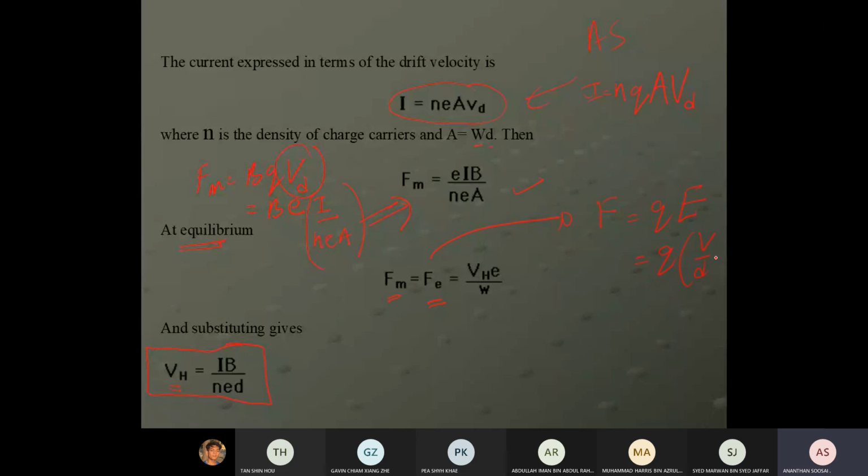E is V over D, your voltage divided by the plate separation. So QV over D is your electric force. In this case, Q is the elementary charge e, V is the whole voltage, and D is the plate separation.